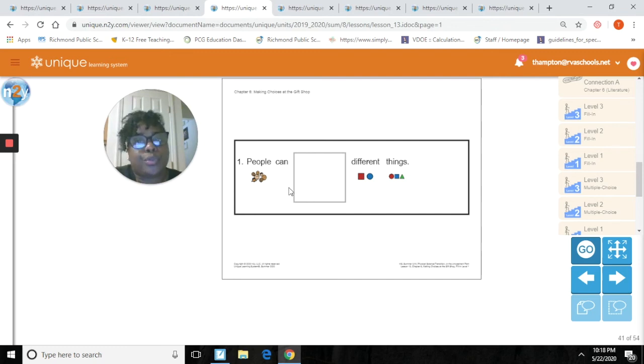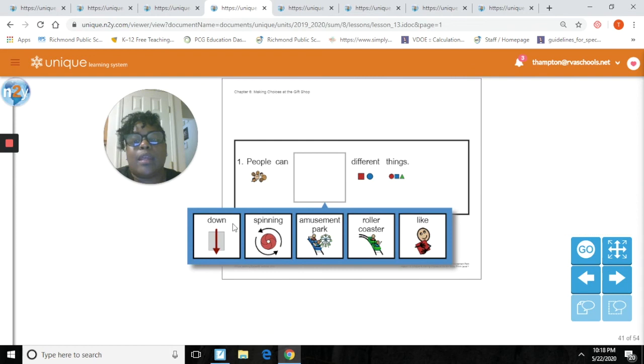So what you're going to do whenever we are working with questions, even if I don't tell you this, I always want you to make a choice, because you can always pause the screen and say, Mom or Dad or whoever's sitting with you, I need to make a choice, in case I forget to tell you, okay? All right, so let's read our first statement here. It says, people can blank different things. Down, spinning, amusement park, roller coaster, like. Make a choice.